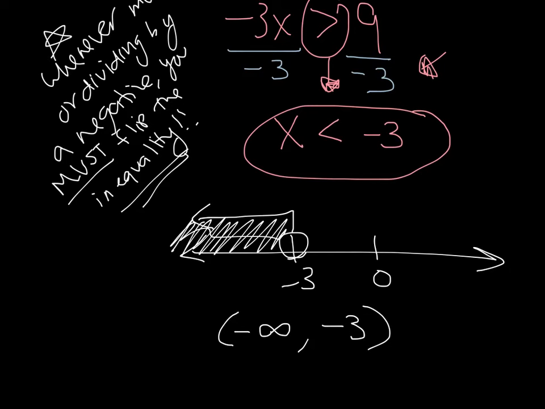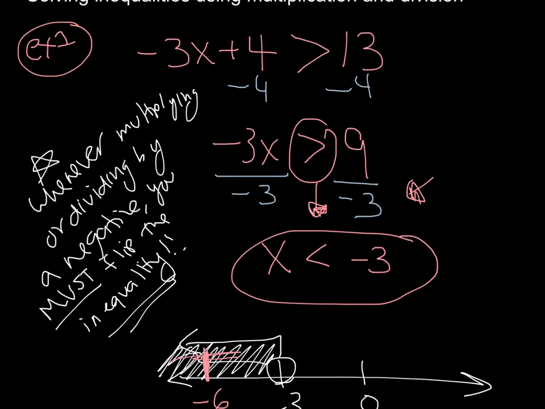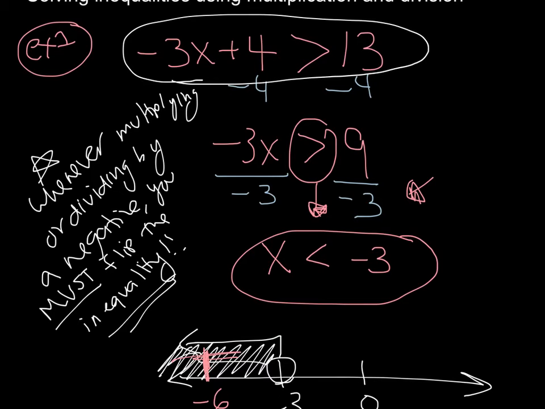So let's just make sure, let's check our answer. A possible answer under this shaded solution will be, I don't know, let's say negative 6. Just anything that should be under here. I'm going to go back to my original problem. Okay, let's see. Here we go. My original problem was negative 3x plus 4 is greater than 13. So let's plug in negative 6 and make sure that it works.